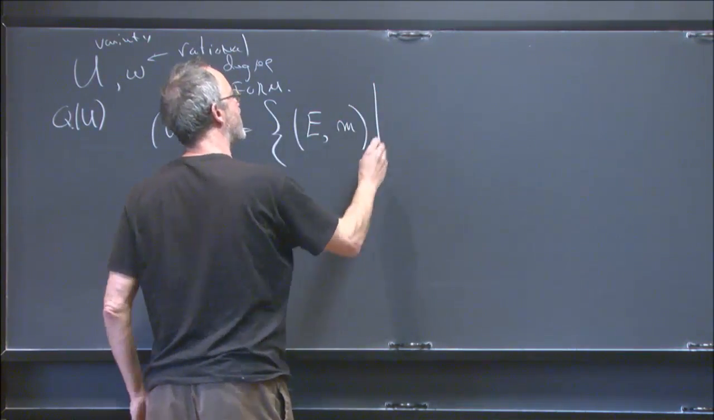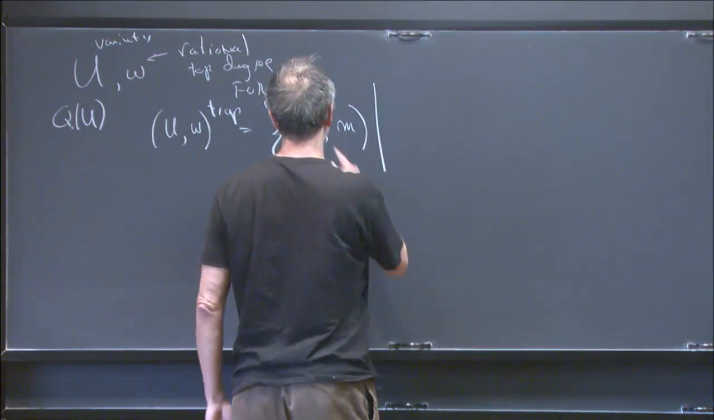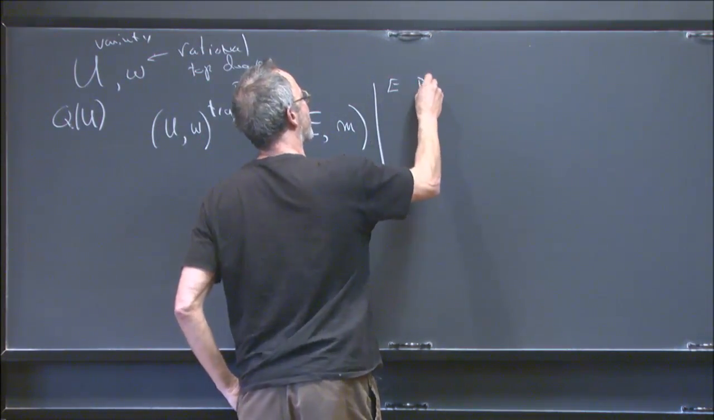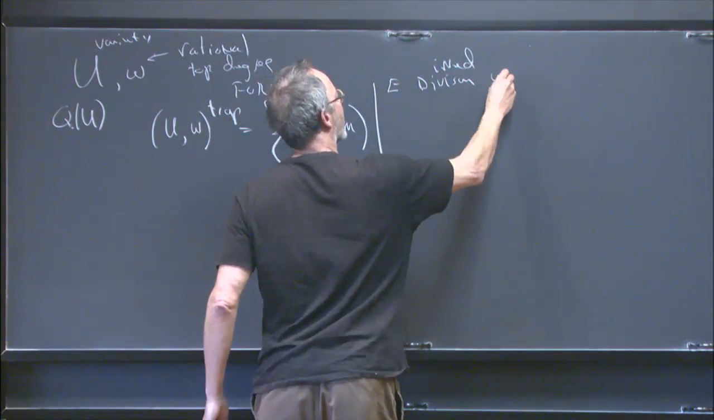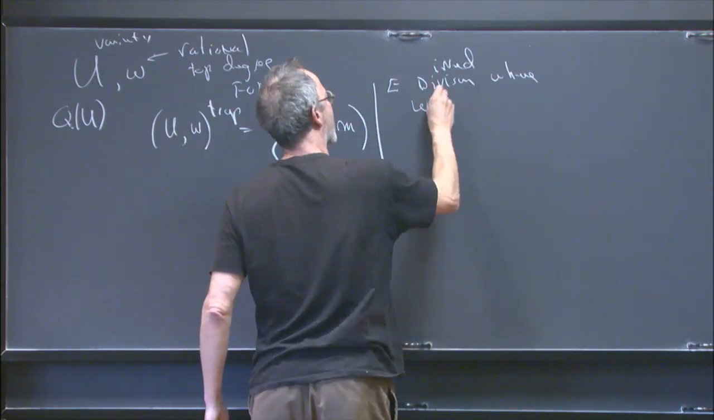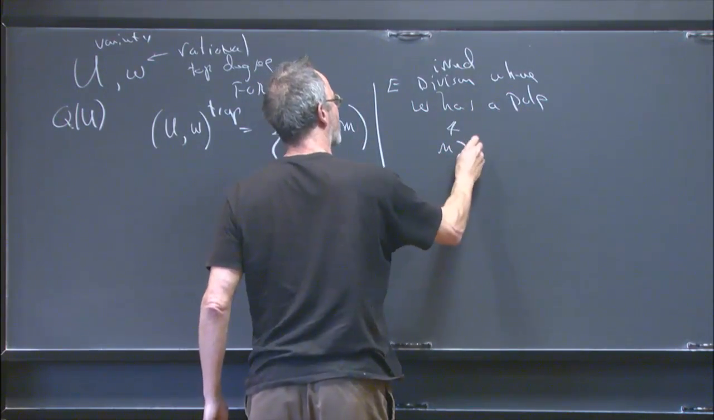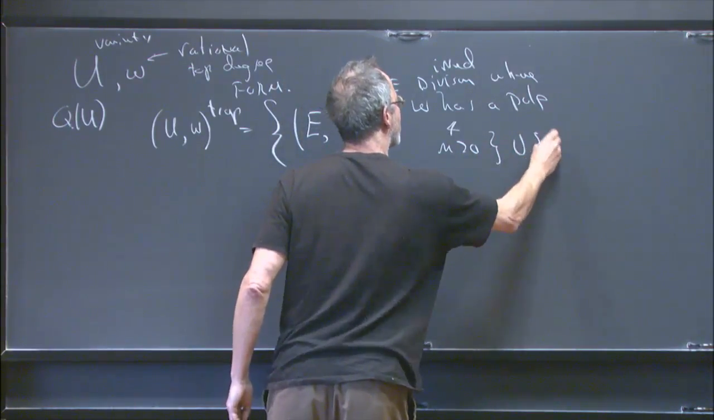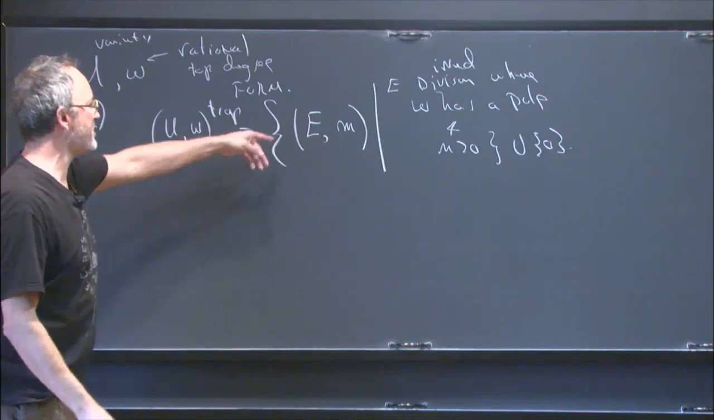So it's pairs of a divisor and an integer. So E is an irreducible divisor where omega has a pole, and m is a positive number. And I'll throw in 0, just an extra point I'm calling 0. And what's the meaning of this? What do I mean by a divisor?